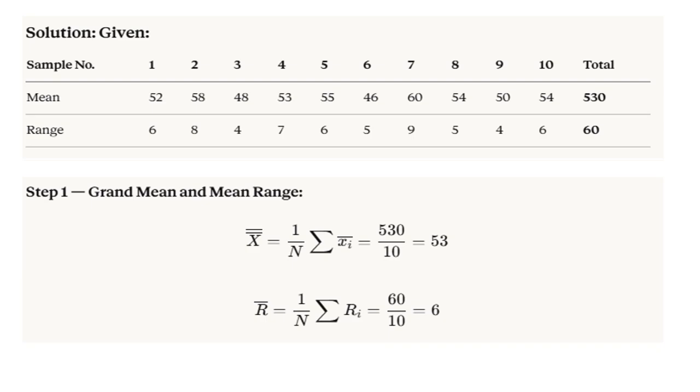Before finding the control limits for the given problem, we should first find the grand mean and the mean range. The given problem has 10 samples with a total mean of 530, so the grand mean is 530 divided by 10, which is 53. The sample also has a total range of 60, so the mean range is 60 by 10, which is equal to 6.